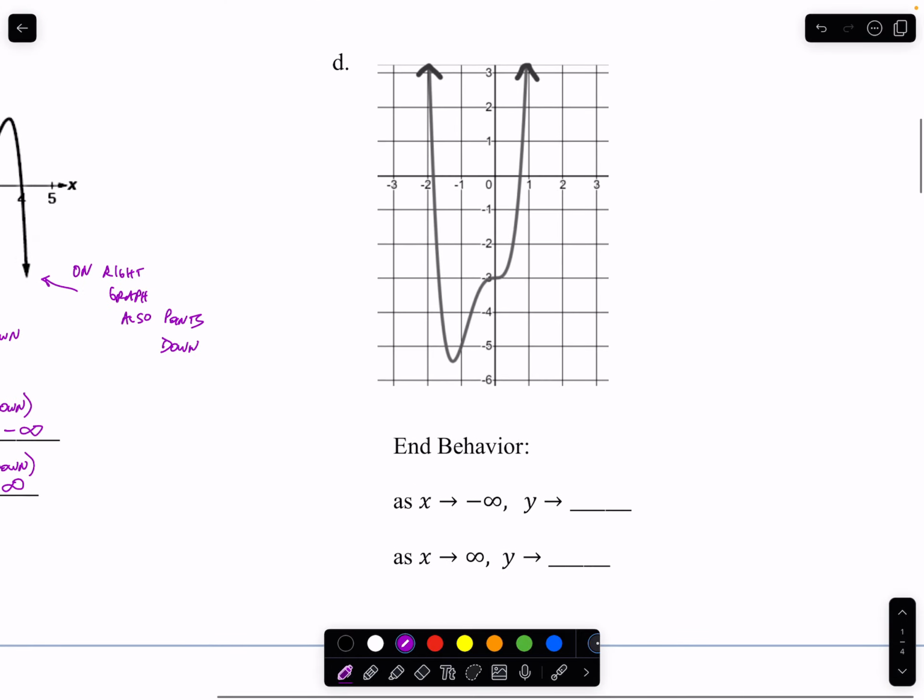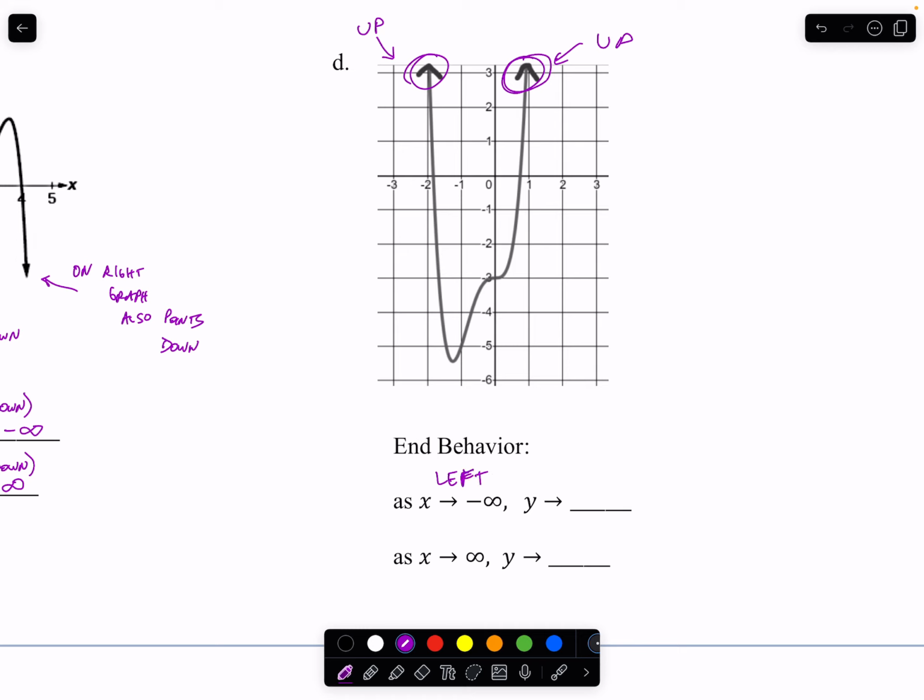All right, let's check the end behavior of this. On the left side, it points up, and on the right side, it points down. So as x goes to negative infinity, I'm sorry, this is pointing up. Points up, and it points up. So on the left side, x goes to negative infinity. The y goes to positive infinity, which means up. Remember, y going to positive means up. As x goes to positive infinity, so this means as you go all the way to the right or on the right side of the graph, y goes up again, which is positive infinity.